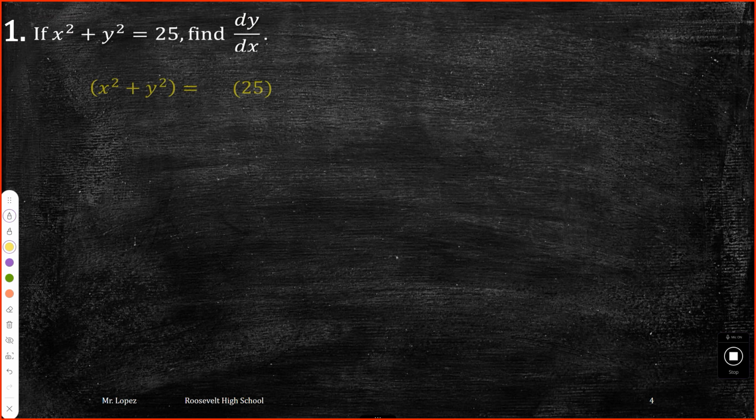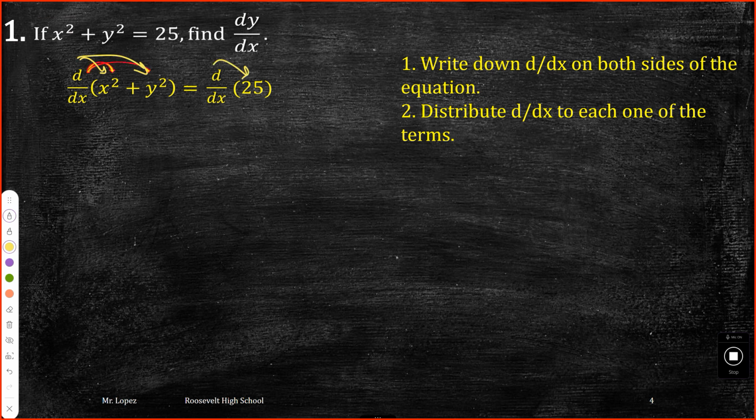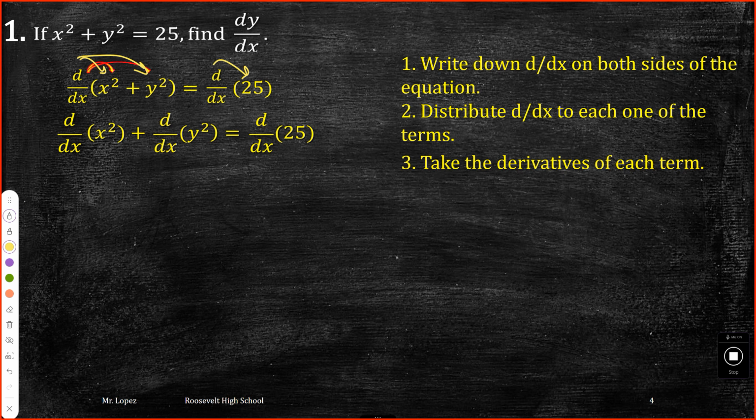Step number 1. Take the derivative of both sides. Write down d/dx on both sides of the equation. We're taking the derivative of both sides. Distribute d/dx to each one of the terms. Take the derivative of each one of the terms. We already did that. Yeah, this is more structured, I guess. Take the derivative of each term.